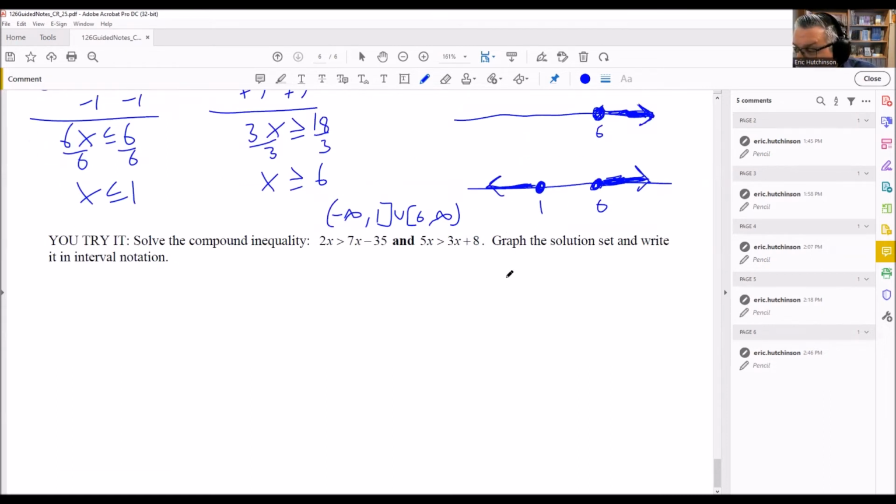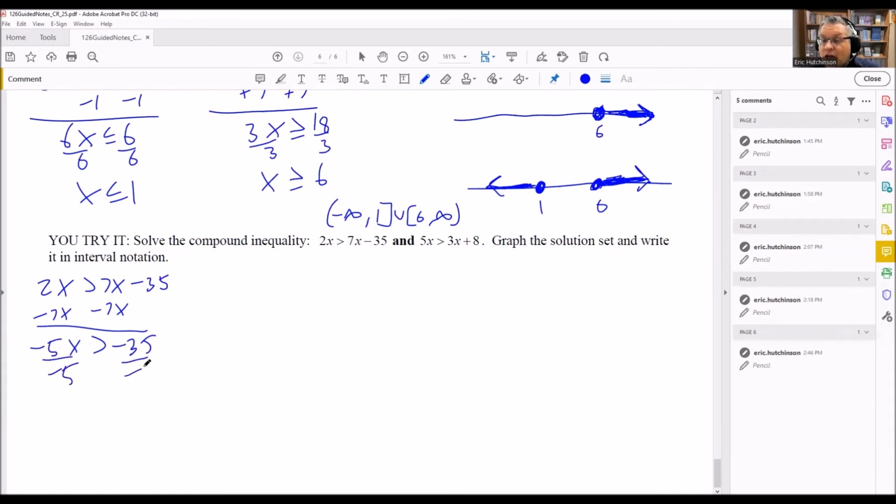Now we have one more that we'll do here. Again, we have to first start off by solving. So for this one, we need to subtract 7x from both sides, and we'll get negative 5x is greater than negative 35. Then divide both sides by negative 5, remembering that whenever you divide an inequality by a negative, the sign switches. So you get x is less than 7 for that one.